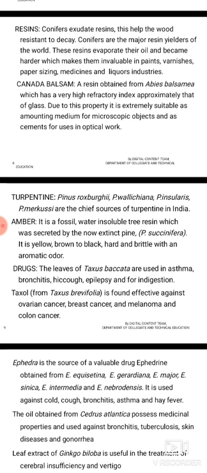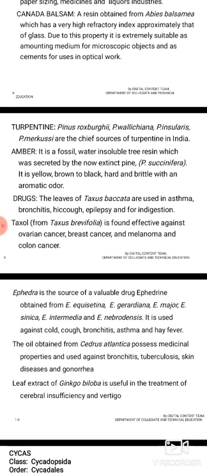Ephedra. Ephedra is a source of a valuable drug, ephedrine, obtained from species of Ephedra like Ephedra equisetina, Ephedra major, Ephedra intermedia, etc. It is used against cold, cough, bronchitis, asthma and hay fever. The oil obtained from Cedrus atlantica possesses medicinal properties and is used against bronchitis, tuberculosis, skin diseases and gonorrhea. Leaf extract of Ginkgo biloba is useful in treatment of cerebral insufficiency and in case of vertigo.